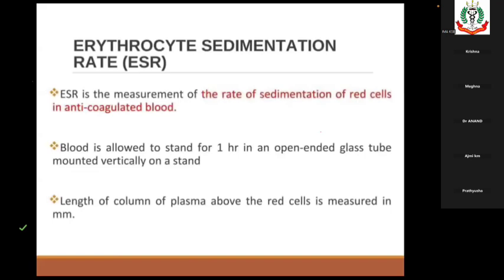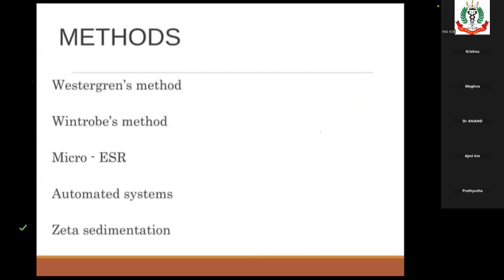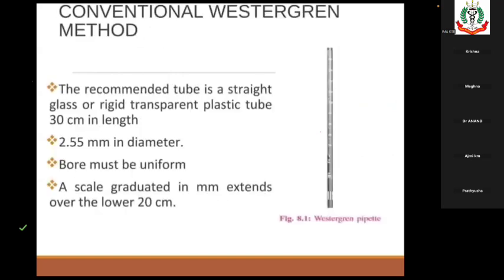ESR, I just told you. What is ESR? How is it done? What are the factors affecting ESR? What are the different methods of ESR? Of course, what is the anticoagulant used? And which are the conditions where ESR is too high, and which are the conditions where the ESR is too low, as 0? So ESR is again one area which you should learn. These are the methods. I just told you the different methods of ESR. This you have to learn by heart because these are important for all three: practicals, viva, as well as theory.